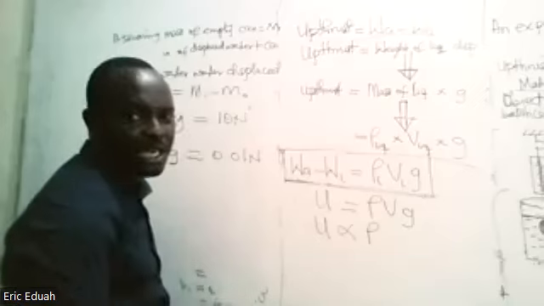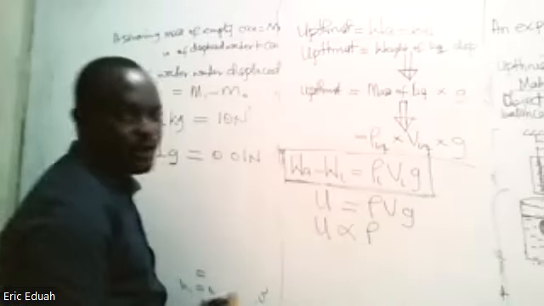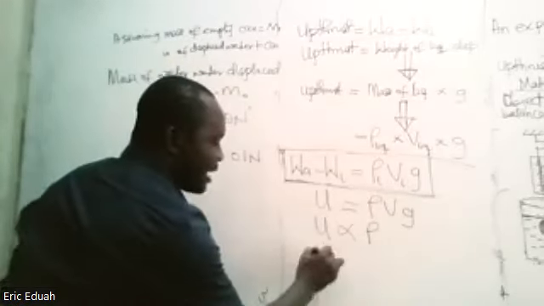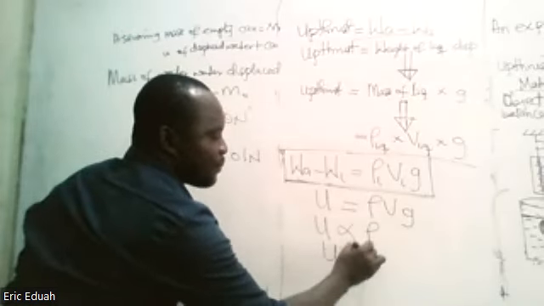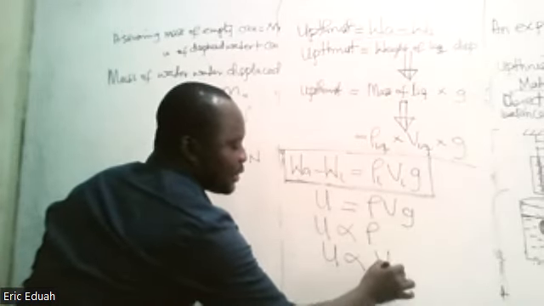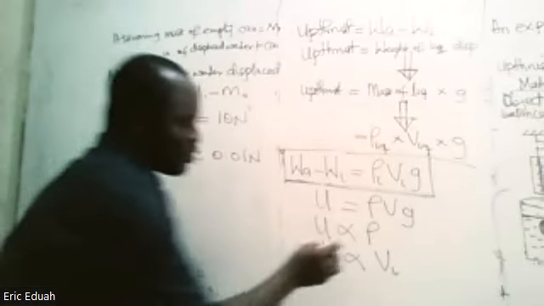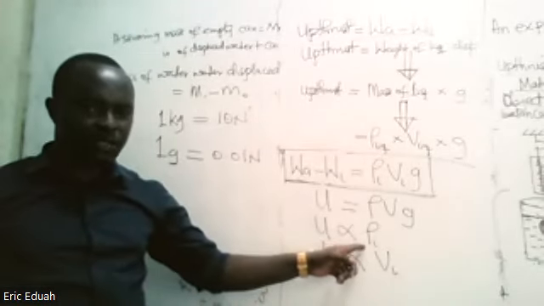So from this, upthrust is directly proportional to the density of the liquid displaced. Upthrust is also directly proportional to the volume of the liquid displaced. As for gravity, it's constant. Okay, so upthrust is directly proportional to the density of the liquid.